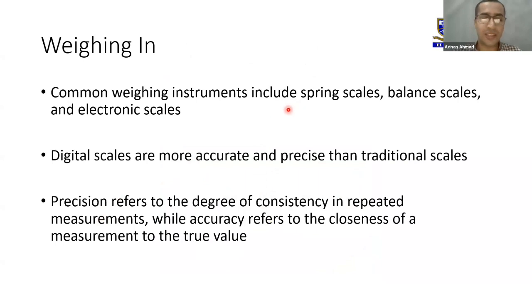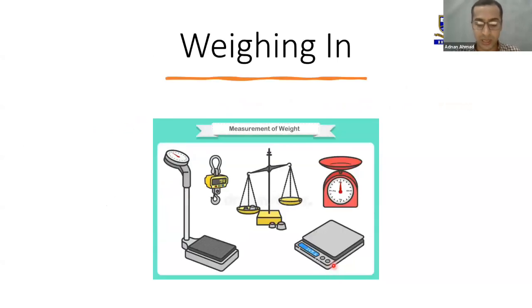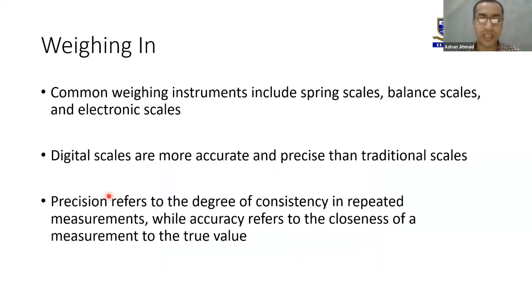As I just said, the common instruments that we use to measure weight are spring scales, balance scales, and electronic scales. This one is an electronic scale. You can see that it is digital. These scales are used in laboratories so that we can know exactly how much we are weighing. Okay. So digital scales are more accurate and precise than the traditional scales.